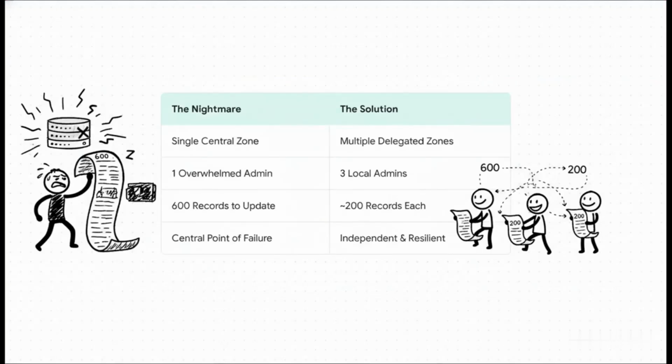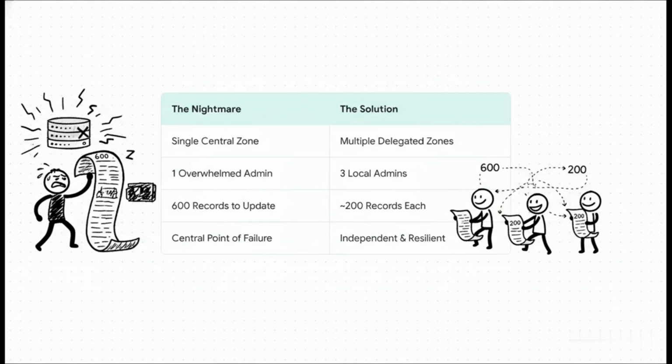This slide just lays it out so perfectly. It's like 2 different universes. On the left, you've got the nightmare scenario. One poor, overwhelmed admin is juggling a single fragile list with all 600 records. What happens if they go on vacation? Or worse, what if their server crashes? The entire company is in deep trouble.